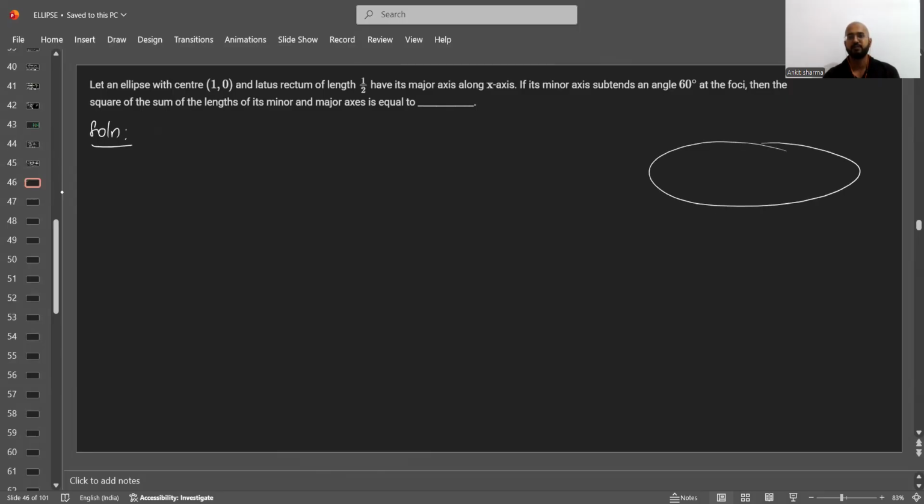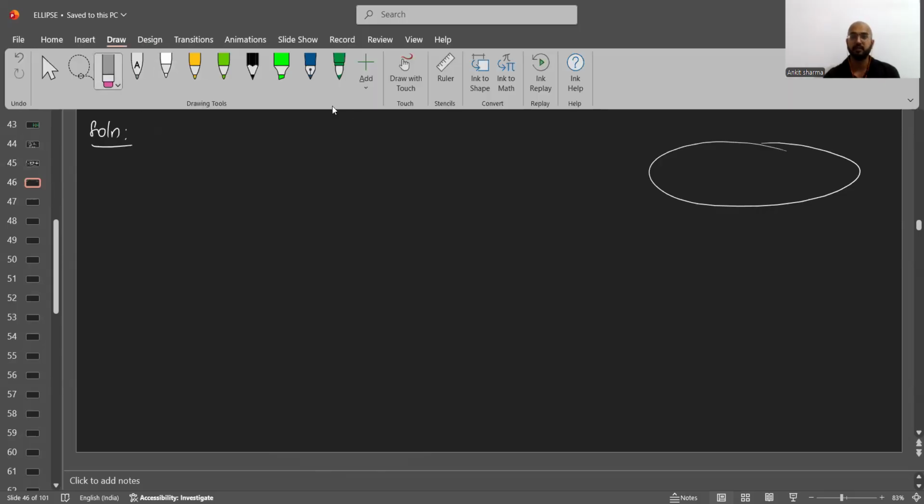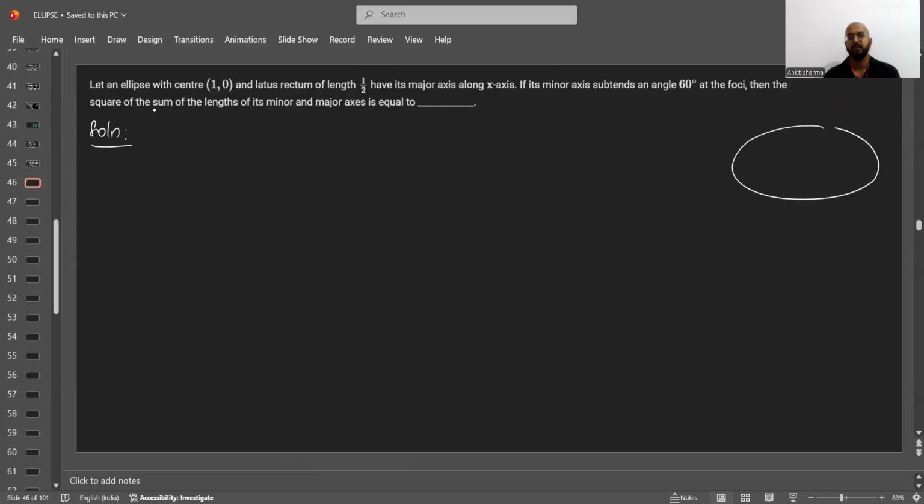So here we have an ellipse. Its center is basically 1 comma 0. This time we have the ellipse which is shifted, and the length of latus rectum is half. The length of latus rectum is 2 times b square over a, which is nothing but half, given. That means from here I get 4b square is equal to a. I'll keep this equation ready.